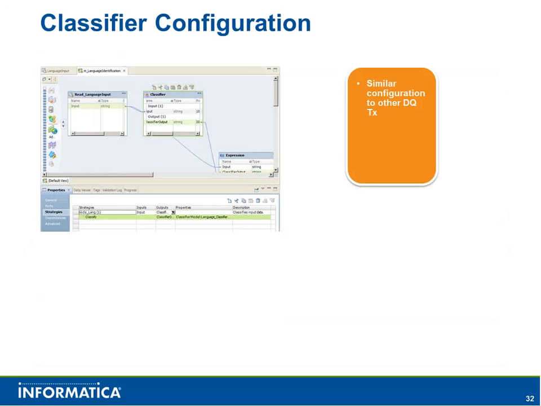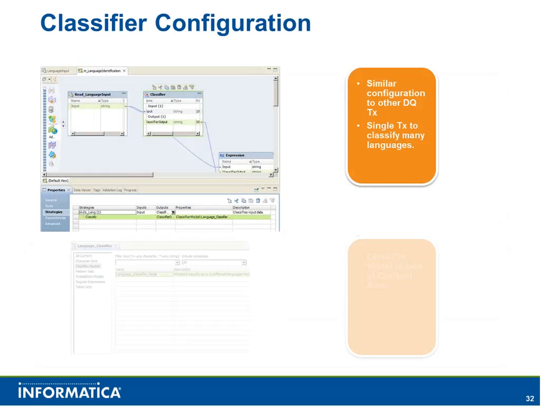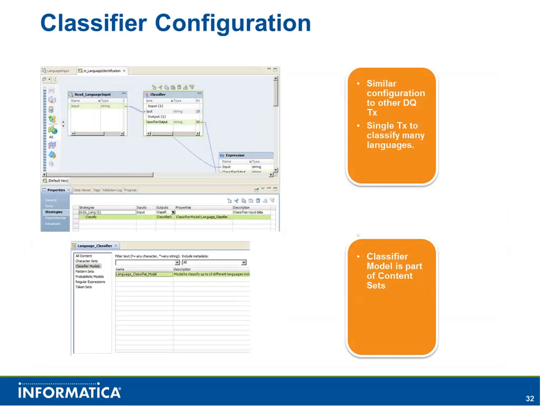So the classifier configuration is very simple. As with any other transformation, if you've used any of the transformations before, it should be pretty familiar to you. A single transformation to classify many languages. So that's what we have at the moment. It's again in the content set. As part of the 9.5.1 content set, we included a language classifier, which will allow you to classify 10 different languages.